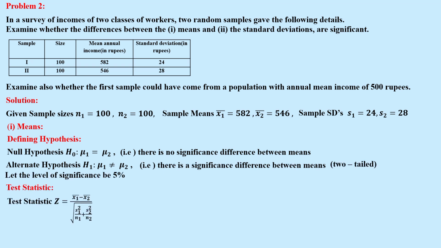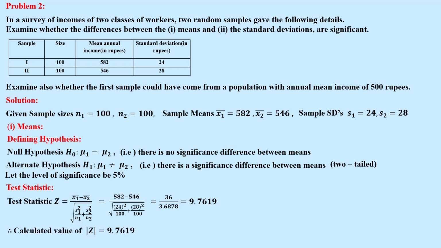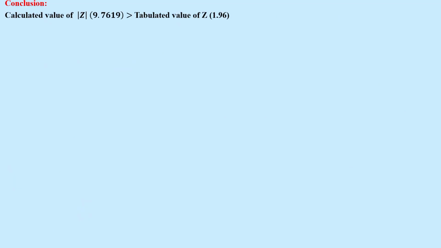Test statistic Z is the difference of two means formula: x1 bar minus x2 bar divided by root of s1 square by n1 plus s2 square by n2. Substituting the values, 582 minus 546 over root of 24 square by 100 plus 28 square by 100, that is equal to 9.7619. Calculated value of Z is 9.7619. Tabulated value of Z is 1.96. Conclusion: calculated value is greater than tabulated. Therefore, the null hypothesis is rejected. Therefore, there is a significant difference between the means.